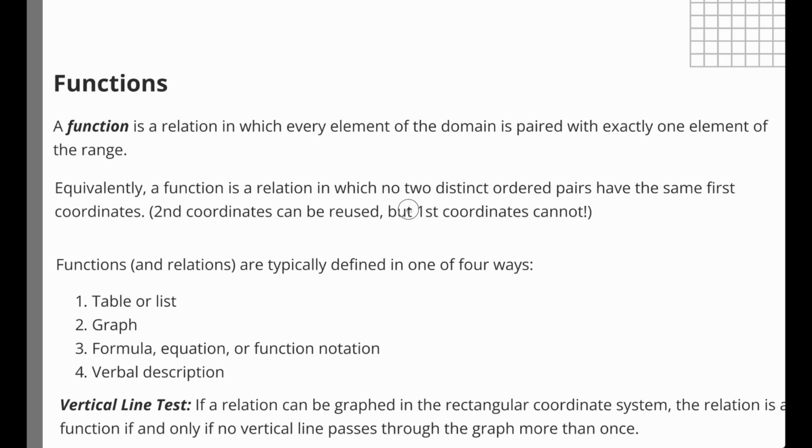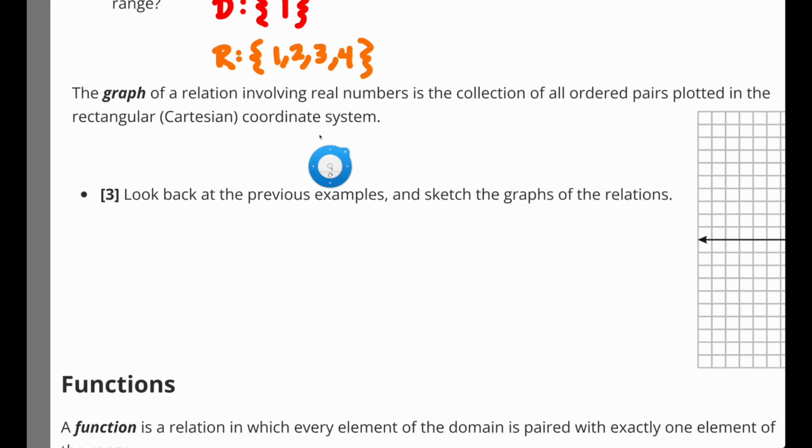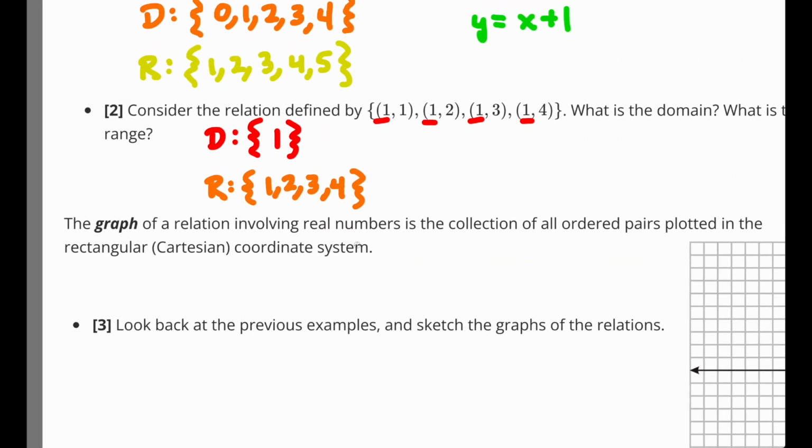All right, so now let's take a deeper dive into what a function is. A function is a relation in which every element of the domain is paired with exactly one element of the range. So that means every x only has one y. And if you notice, the one that I said was not a function, number 2, all of the x's are 1. But really, you get different y's out of them. If you have one x, you should only be able to get one y out of it. But we have 4 different y's with the same x.